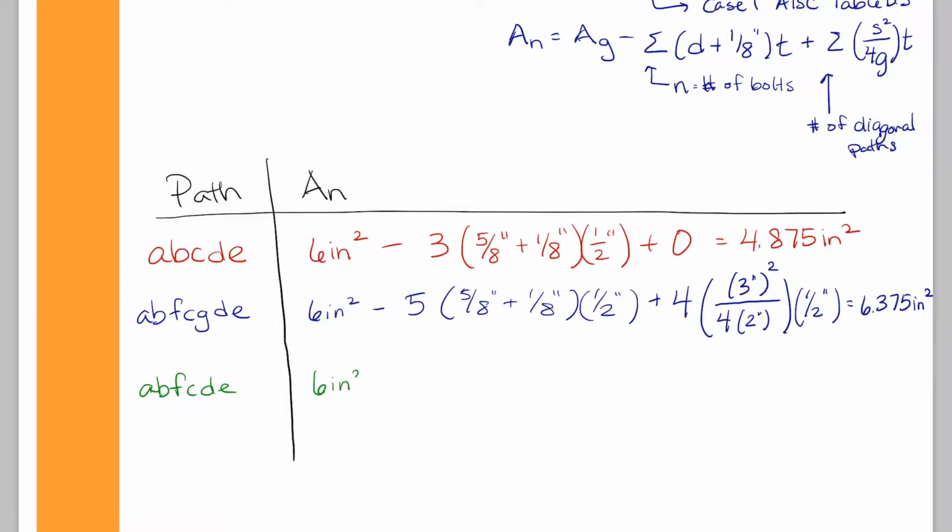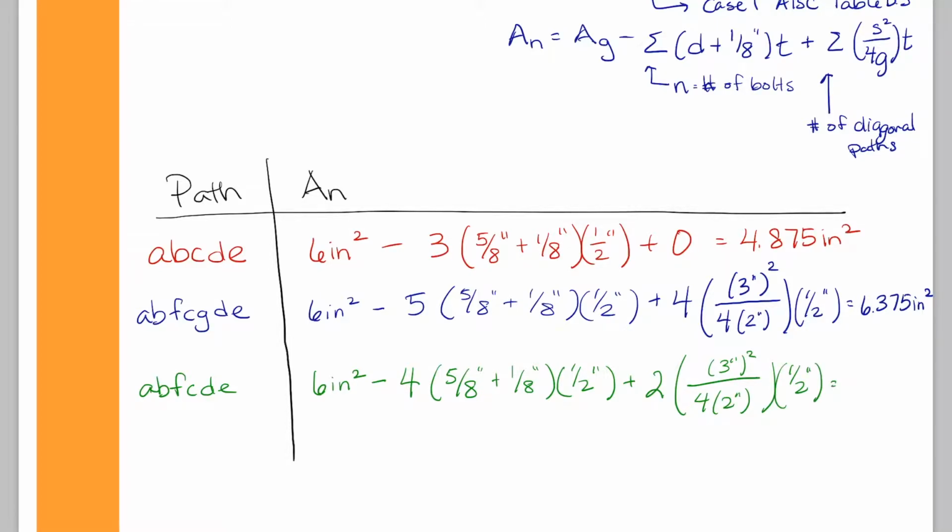All right, again, 6 inches squared. This path now takes us through only 4 bolt holes along the width. So I subtract out 4 times (5/8 inch plus 1/8 inch) times a 1/2 inch thick. And then I have to add the number of diagonals that I went on. I went on 2 diagonals that time. And so then I add in this term, s squared over 4g times our thickness. And so my calculations there give me 5.625 inches squared.